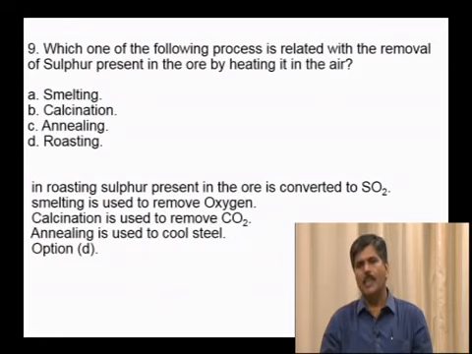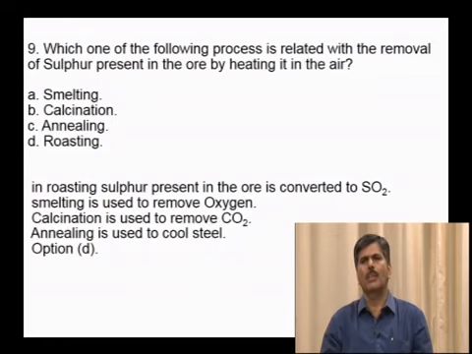The second one is calcination. So it is the process of heating the ore in the absence of air. The next one is annealing. So annealing is used in cooling steel. It is not a concentration method. The next one is roasting. Roasting is defined as heating of the concentrated ore in excess of air below the melting point of the metal.